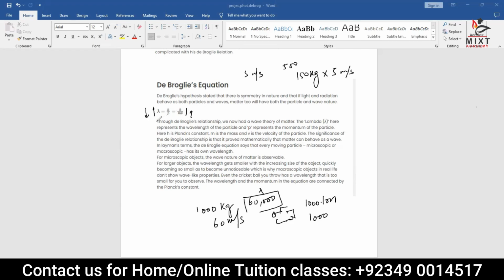By any chance, if the object is very small, that its mass is very small, then the momentum will be reduced. If momentum is reduced, the lambda will be a bigger value, more visible and noticeable. Otherwise, your lambda may be in nanos or maybe 10 raised to the power minus 12, so that it cannot be observed. Understood? Okay, so I think we better stop here today till de Broglie equations, and we will proceed from here.